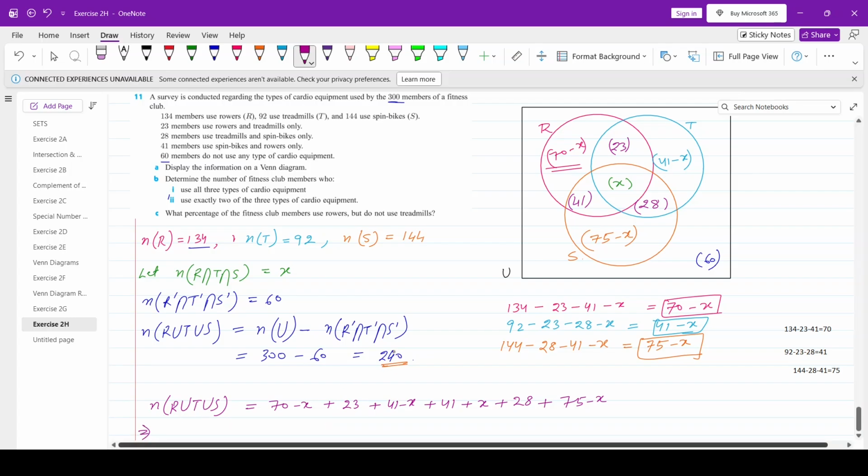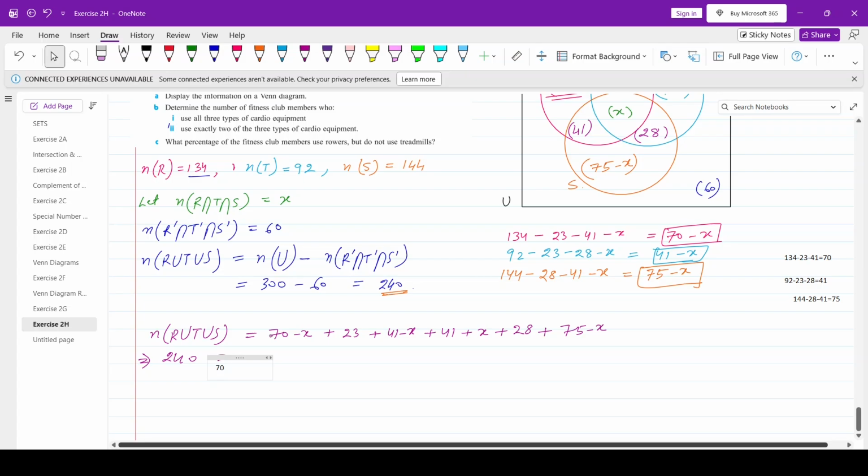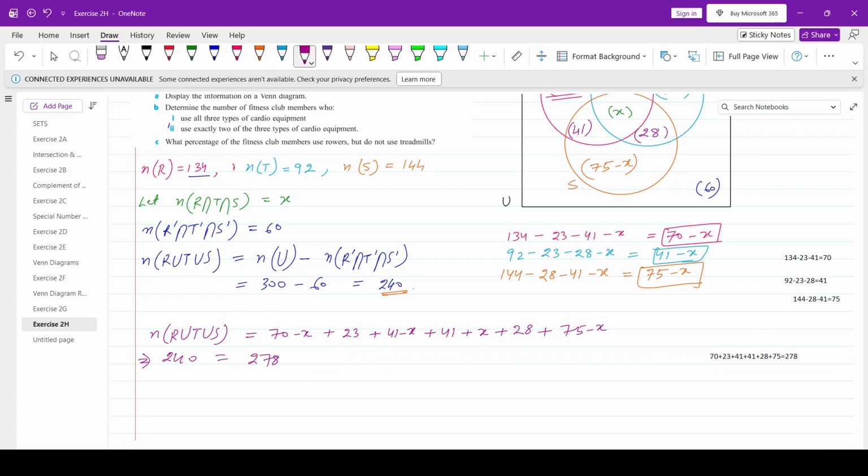Now we know this term from here, it is 240, and this is going to be 70 plus 23 plus 41 plus 41 plus 28 plus 75, which is going to be 278. Now minus x plus x, so this will cancel out this one, and we'll be left with minus 2x. So 2x is going to be 278 minus 240, that is 38, and hence x is equal to 19.